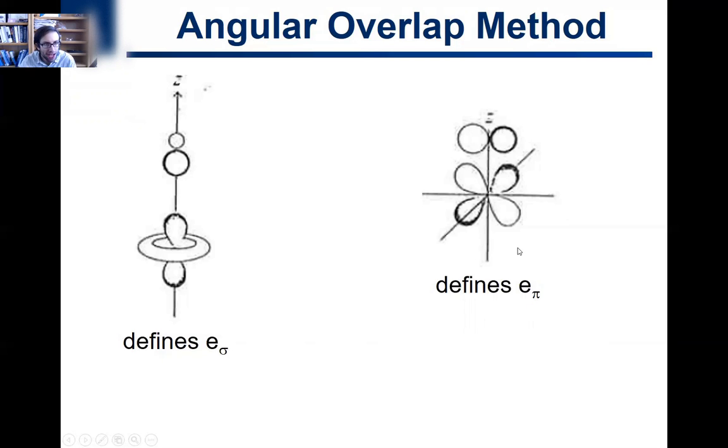E pi is very similar, except now you need to have two sets of lobes overlapping. As shown here, you have this side-on interaction. We have two lobes of the p orbital and two lobes of the d orbital interacting.